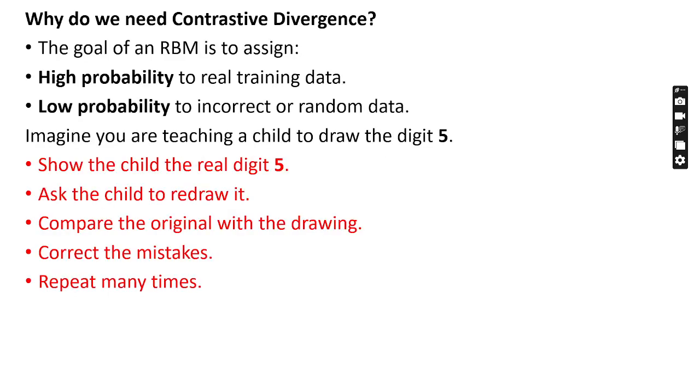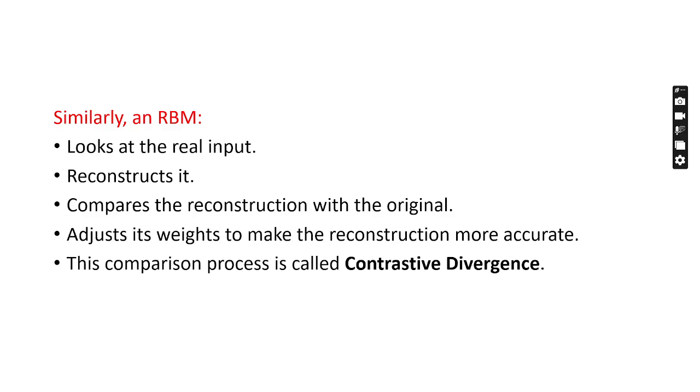Why do we need contrastive divergence? We need high probability for real training data and low probability for unreal or random data. These are the two concepts behind this RBM. Imagine you are teaching a child to draw the digit 5. We show the real digit 5 and ask the child to redraw it. We compare the original with the drawing, correct the mistakes, and repeat many times. This is a basic example.